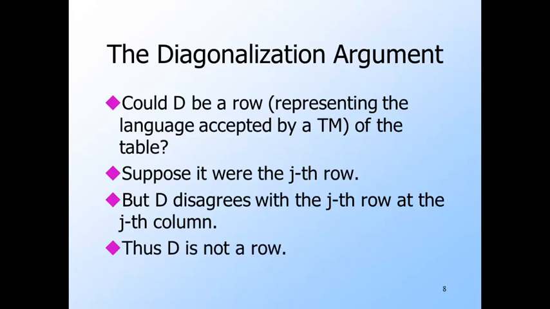Thus, D cannot be a row, and therefore the language it describes, the language that contains the ith string if and only if the ith bit of D is 1, is not the language of any Turing machine. Notice that this language can be described as the set that contains the ith string if and only if the ith Turing machine does not accept the ith string.